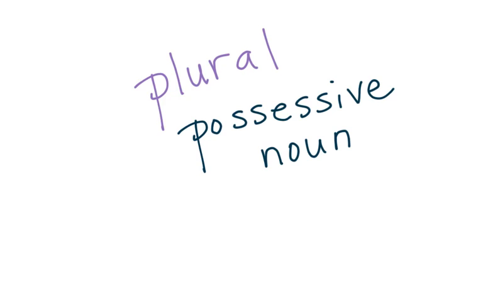Today we're going to talk a little bit about something just a little bit different. We're talking about the plural possessive noun. We know that plural means more than one, so two or more. That's what we mean when we say plural.